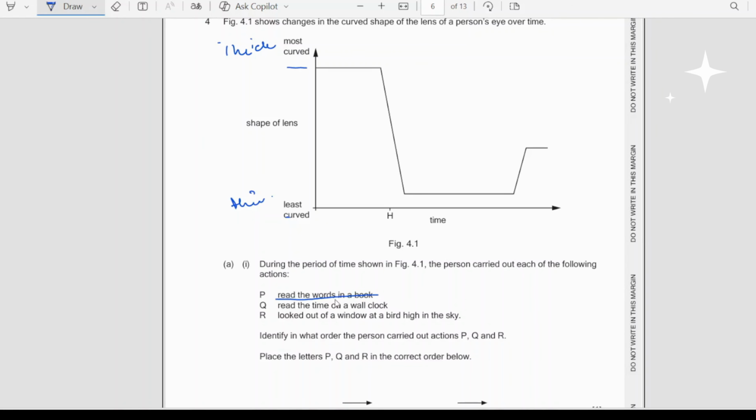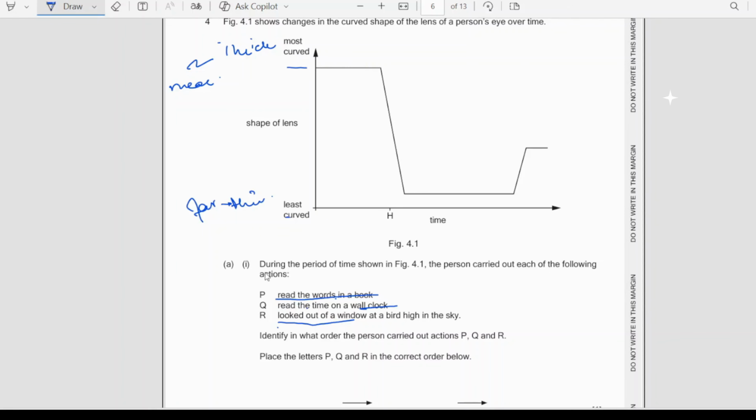What would be the lens thickness if you are reading a book, or if you are reading something on the wall, or if you look out of the window? Which would have the highest thickness? Wait, wait. It's thick when it's near. Far is thin. The thing may look fat when it's close and may look slim when it's far. Learn it like this. So when would it be thick, when it's near or far? Near. So which is the nearest point, P, Q, or R?